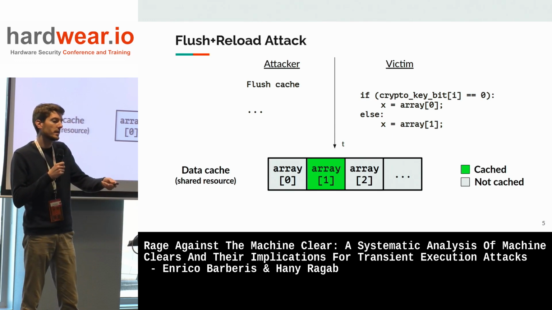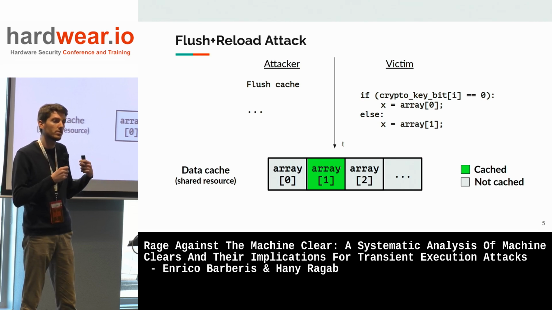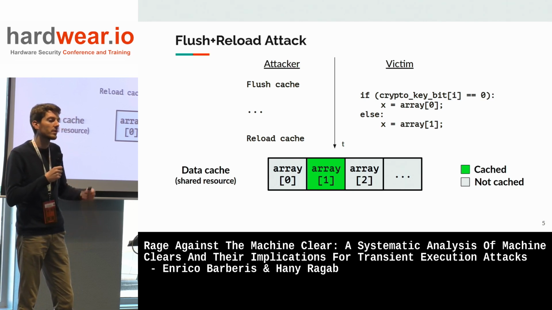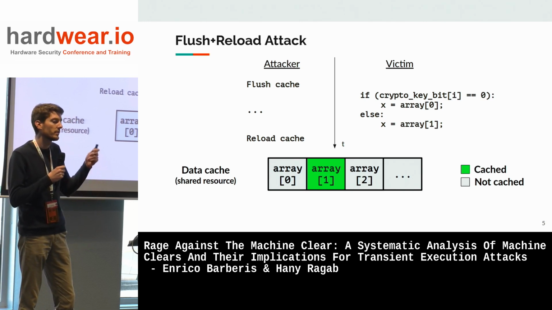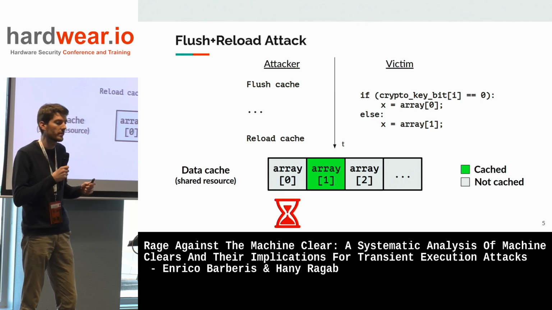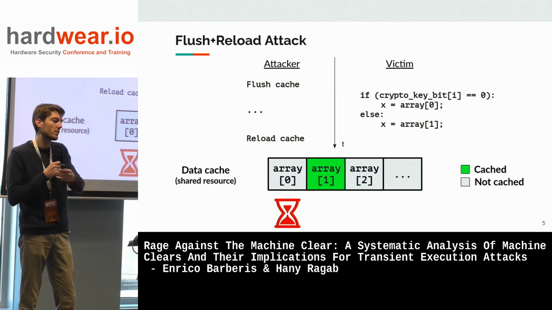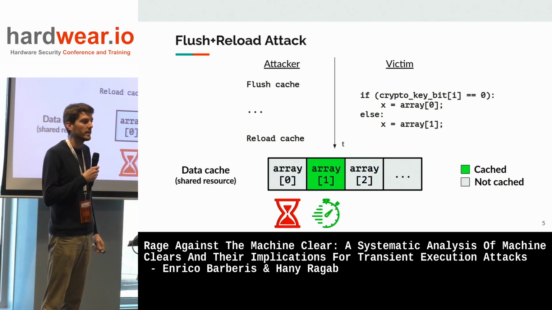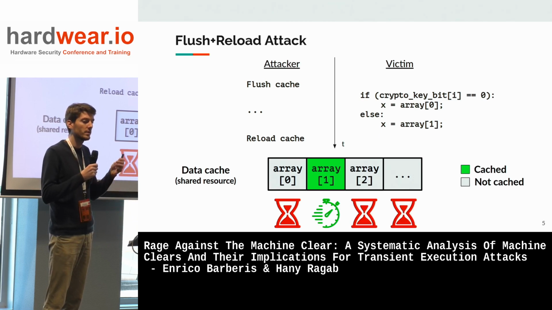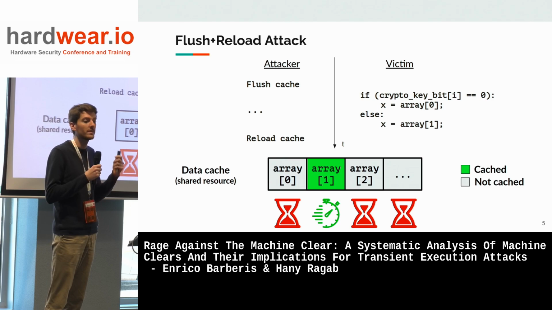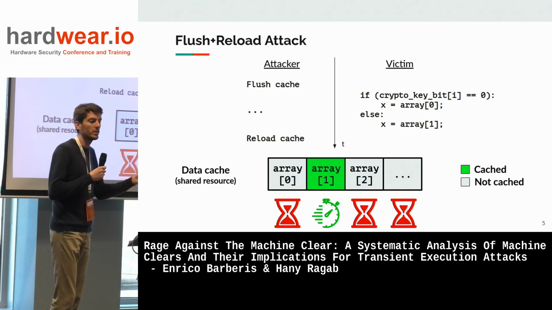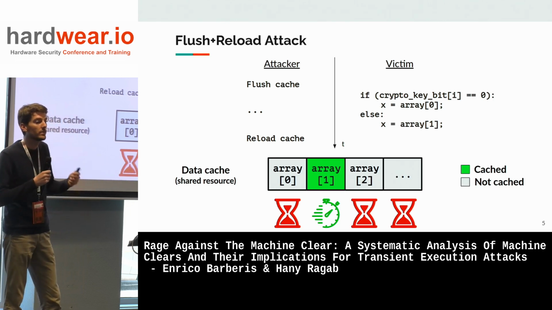As you can see, the array at entry 1 was brought into the data cache. Finally, the attacker, by performing the reload step, will measure the time of accessing every entry of the array. The first one will be slow because it's coming from DRAM, while array entry 1 will be much faster, and the attacker, by measuring this timing difference, can infer what the victim actually executed. So again, this is a side channel. Looking at the time of execution, you can infer secret information.